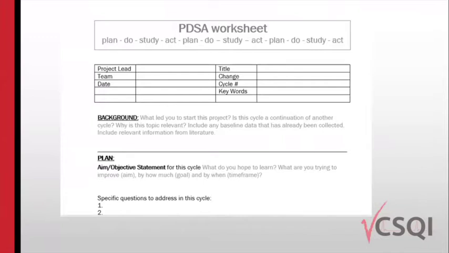So PDSA is what I like to call the wheel of all performance improvement. It's something that I've used in practices I've worked with and consulted for, and practices I've managed in the past, just to make sure we are documenting all of the small changes that we make in the practice. And PDSA, I think, is something that's easy for almost every practice to adopt, share with staff quickly, and engage them in making small cycles of improvement.